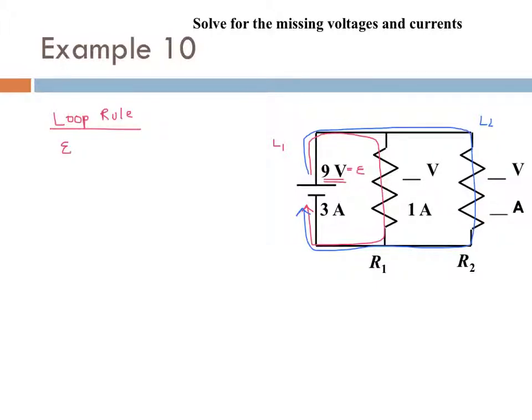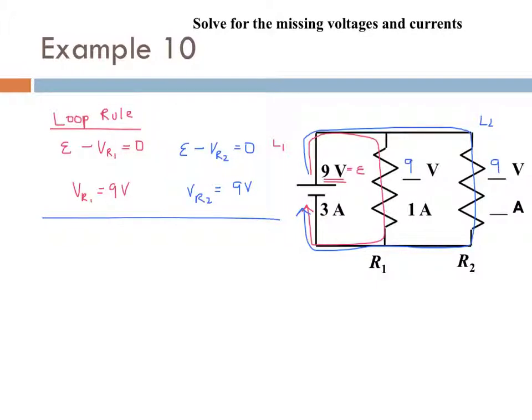functions. So for the first loop, we have the EMF minus the voltage drop across the first resistor. That has to equal 0. For the second one, we have our EMF minus the voltage drop across the second resistor, and again, that has to equal 0. So that means that the voltage drop across the first resistor is equal to 9 volts, and the voltage drop across our second resistor is also equal to 9 volts. So we know that this is 9, and this is also 9.